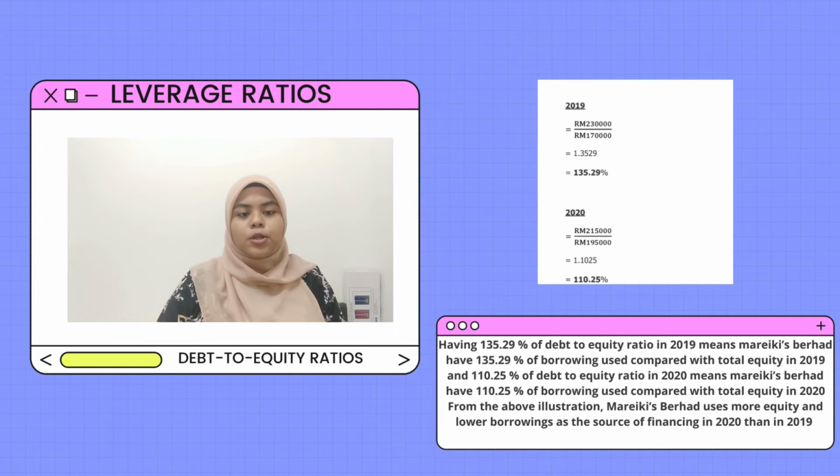Next is debt to equity ratio. From the illustration, Mareiki Berhad used more equity and lower borrowing as the source of financing in 2020 than in 2019 because having 135.29% of debt to equity ratio in 2019 means Mareiki Berhad has 135.29% of borrowing used compared with total equity in 2019, and 110.25% of debt to equity ratio in 2020 means Mareiki Berhad has 110.25% of borrowing used compared with total equity in 2020.